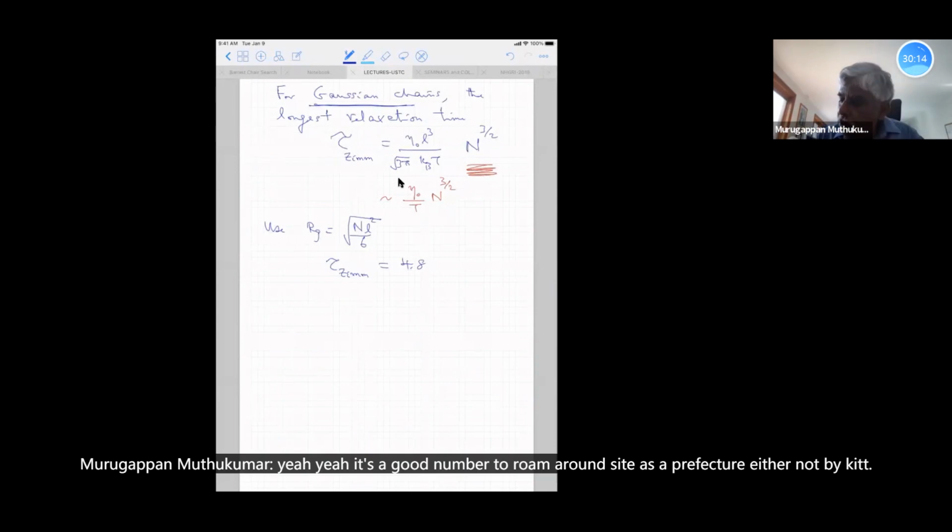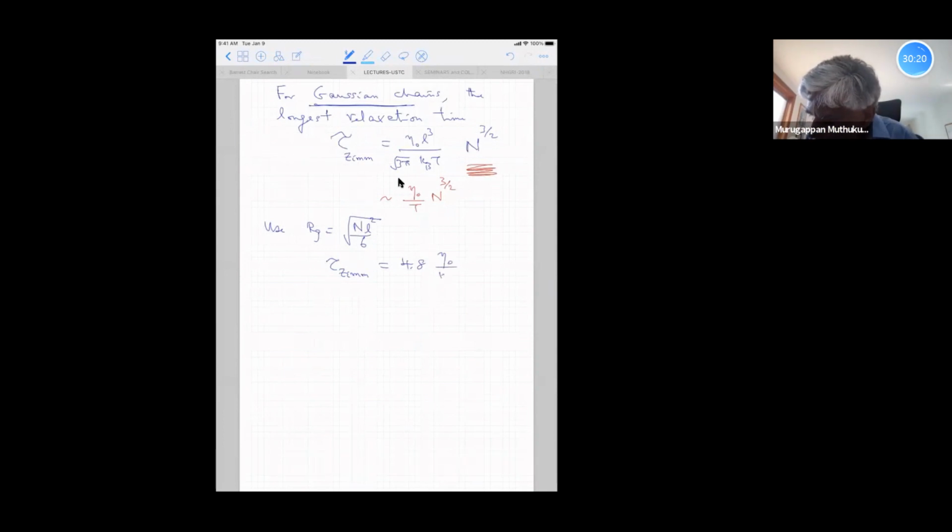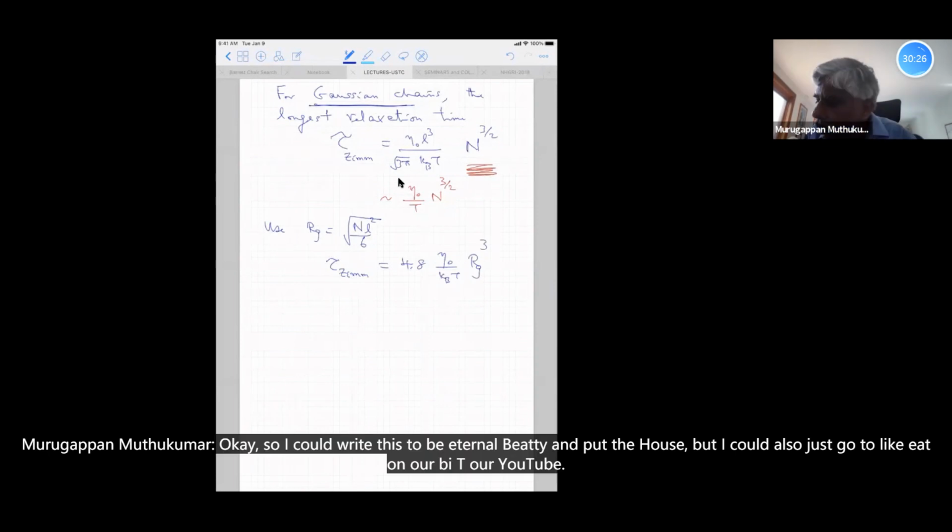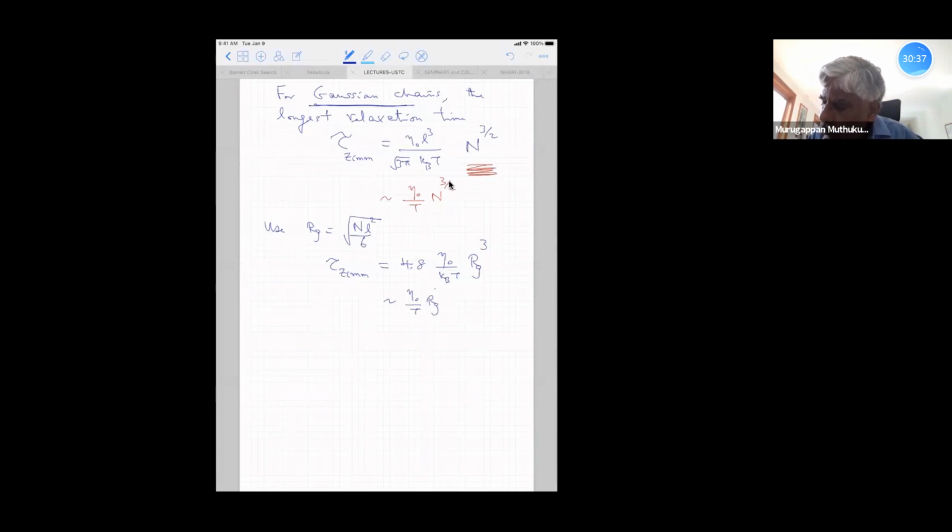Yeah, it's a good number to remember, around 5 as a prefactor. Eta naught by kBT Rg cubed. Okay. So I could write this as eta naught by T to the power 3/2, but this also goes like eta naught by T Rg cubed. This is 1000. Okay.